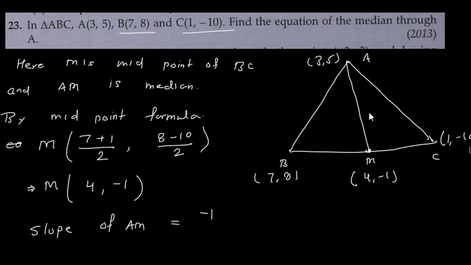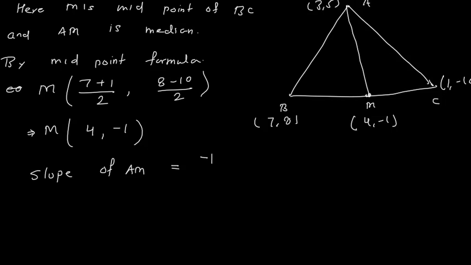Slope of AM is minus 1 minus 5 divided by 4 minus 3. So minus 1 minus 5 is minus 6. Minus 6 upon 4 minus 3 is 1. So this is minus 6. This is slope of AM.